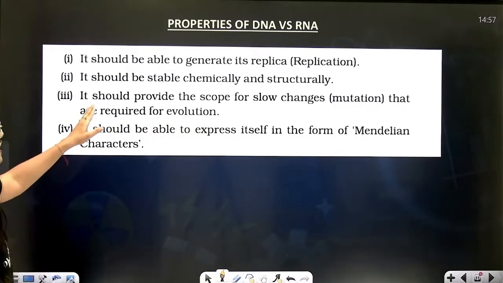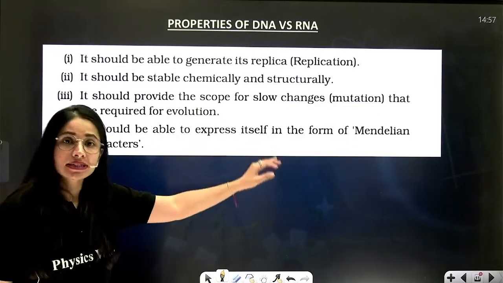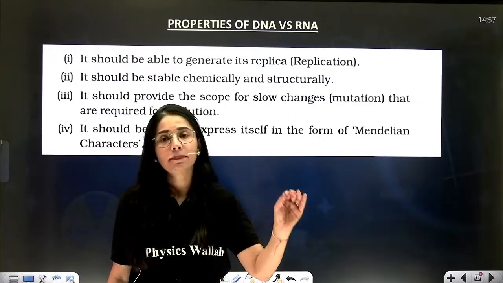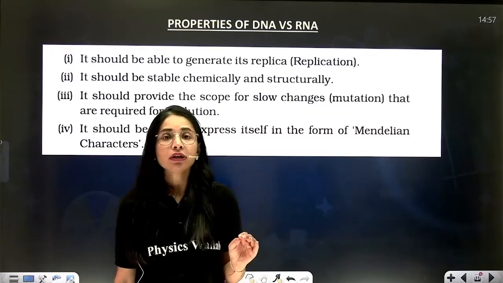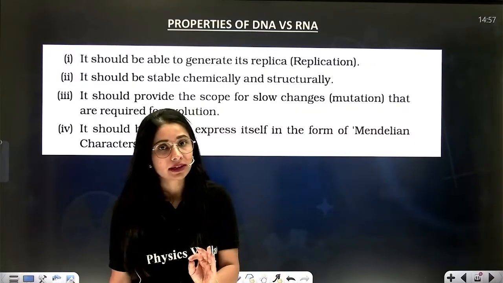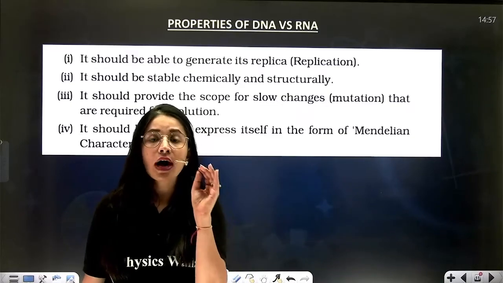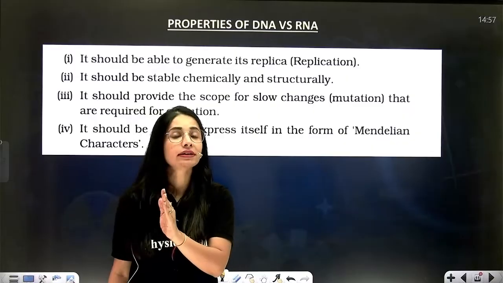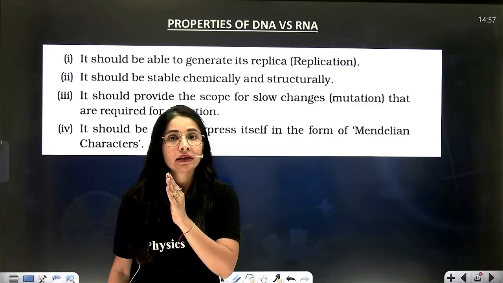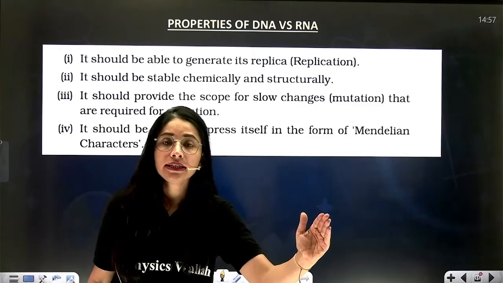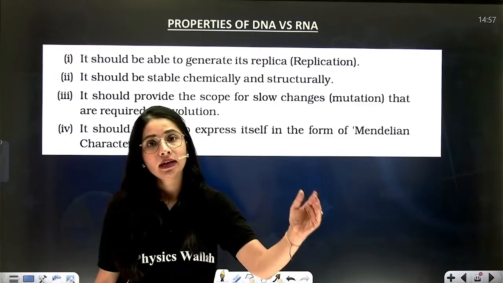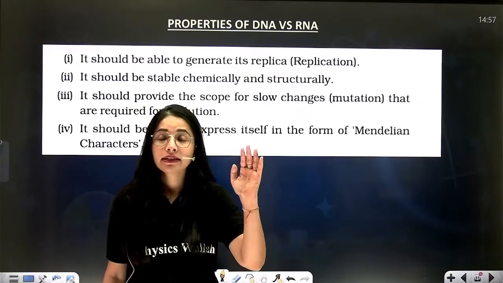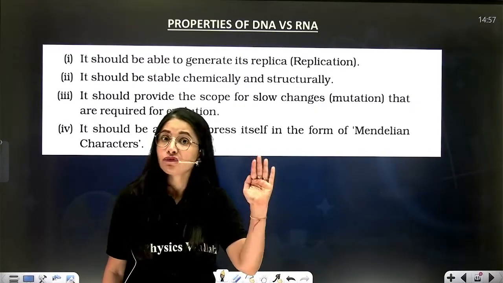Second, they should be stable. Stability was the only factor which RNA could not pass. Due to the presence of uracil in place of thymine and the presence of a hydroxyl group at the 2' position, these two reasons basically remove RNA from the league of becoming genetic material. RNA is highly catalytic, it is highly unstable, and it can undergo mutation very fast.